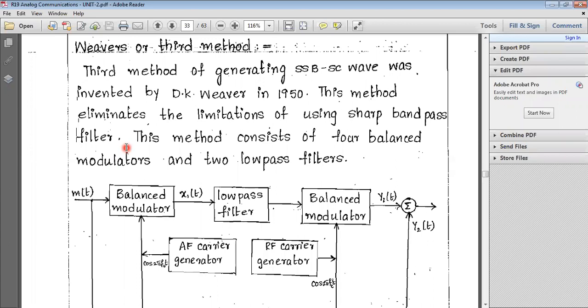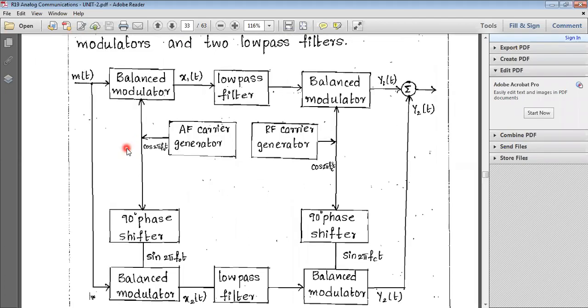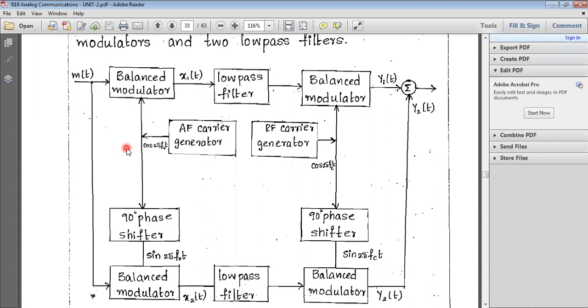Here we do not need to use phase shifters. In our previous technique, what is the main drawback? Here we must use, in the previous technique, we generate m cap of t, that is a 90 degrees out of phase signal. But in this circuit, there is no need.